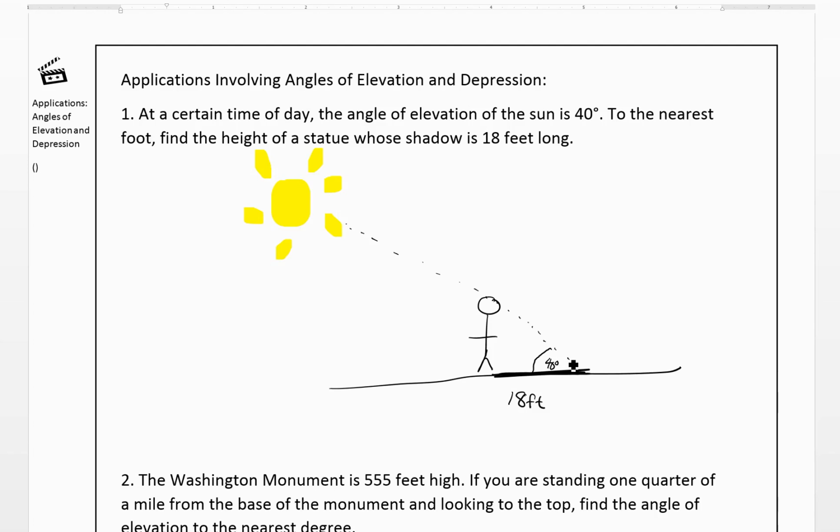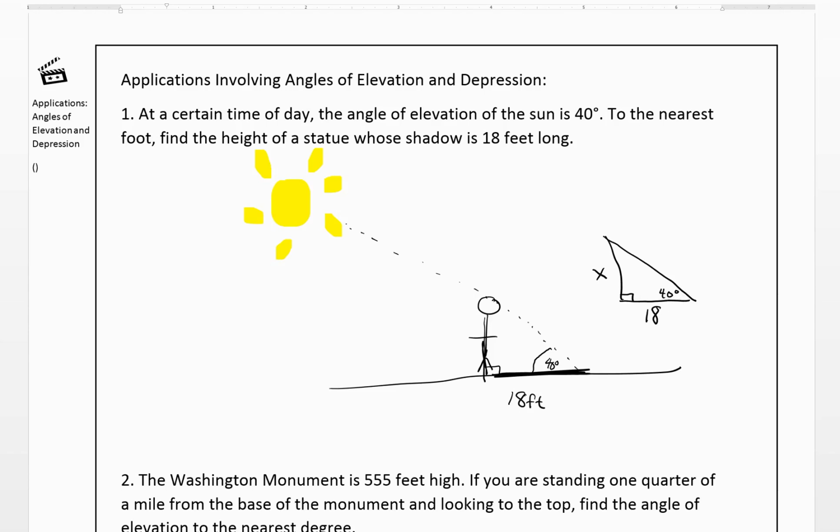Now, we have to make one assumption when solving the problem, and that is that the statue is standing up straight. Because if we assume that, we get a right triangle. So we now have a right triangle that looks like this, where this side is the statue, this is the shadow, and we're told that this is 40 degrees. And we want to find that value x.